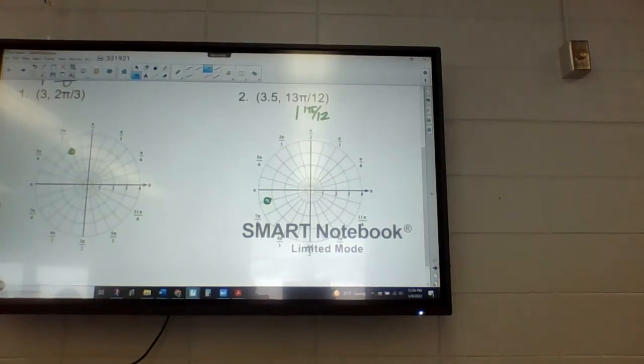So the next thing we're going to talk about is distance formula. We learned distance formula for regular coordinates. I just want to make sure you guys are aware that distance formula does not work the same.